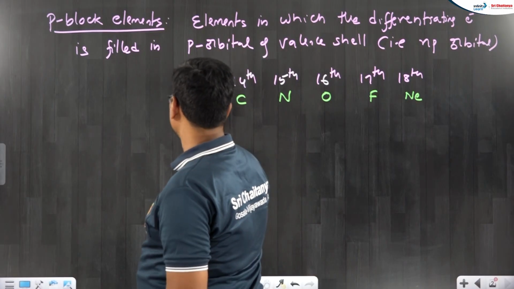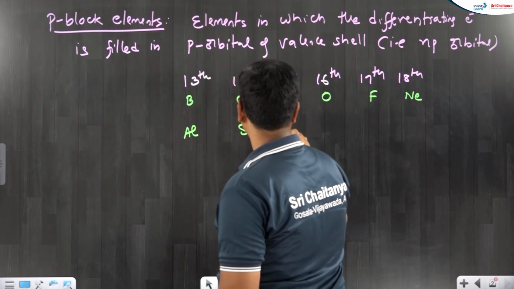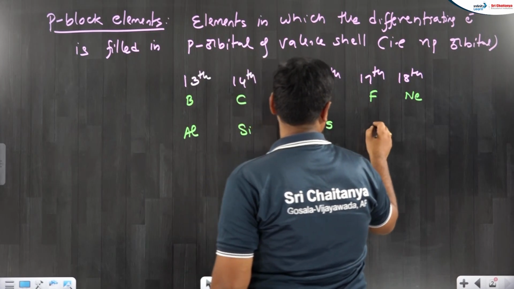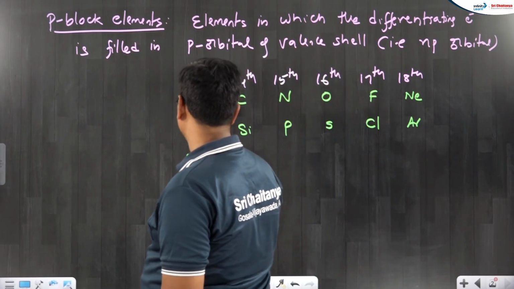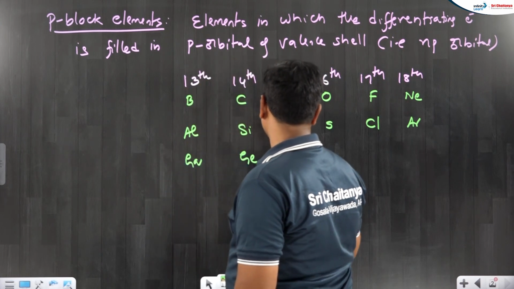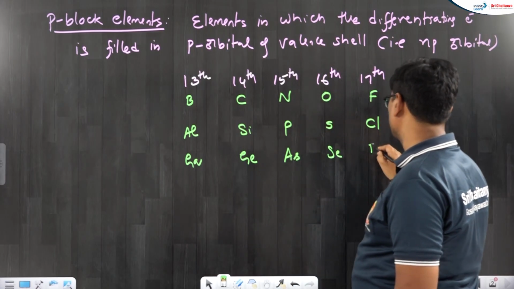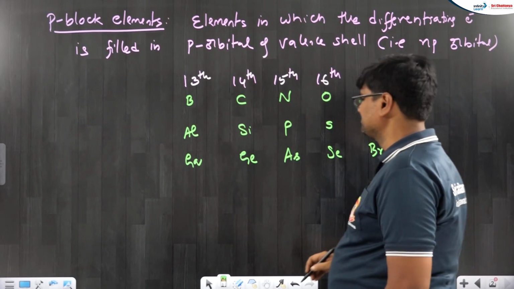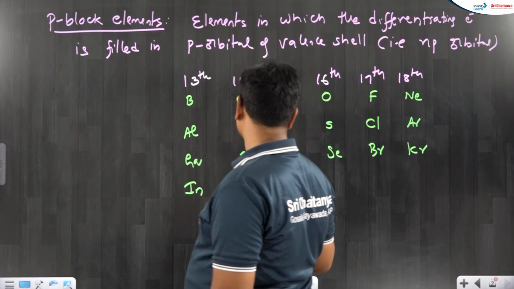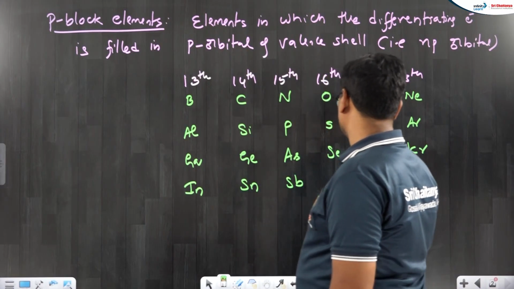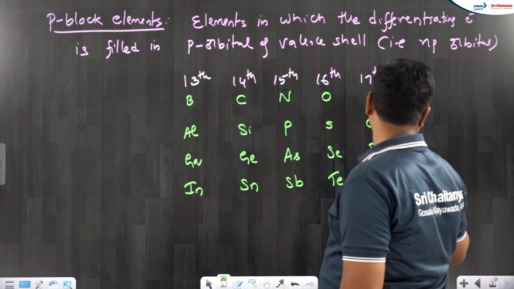The next one is here aluminium, and then here we will get silicon, phosphorus, sulfur, chlorine, and argon. The next one is gallium, and here we will get germanium, arsenic, selenium, bromine, and krypton. And here the element, that is indium, and then this is tin, and then here we will get antimony, tellurium, iodine, and then xenon.